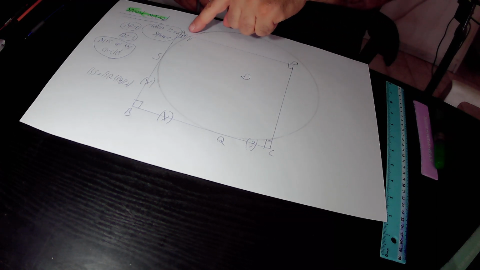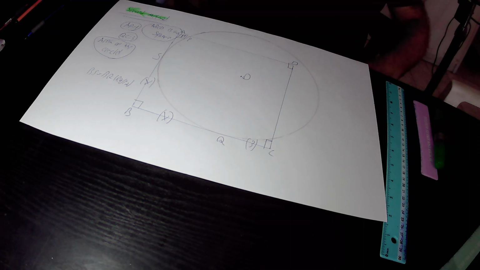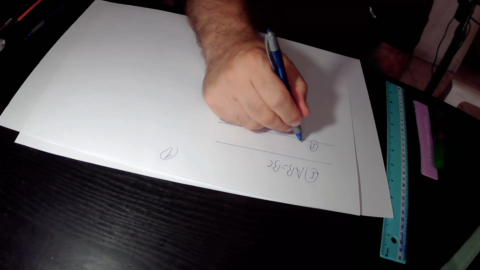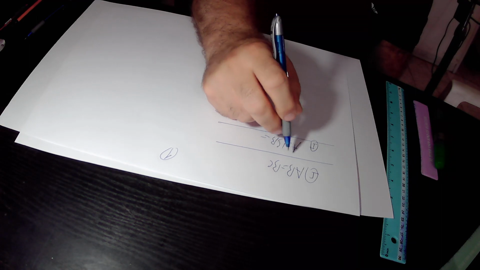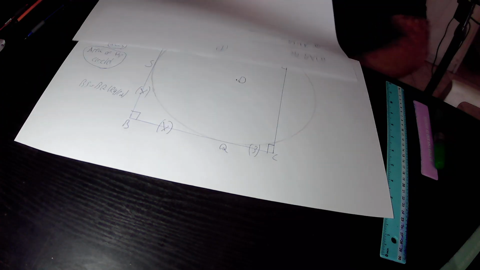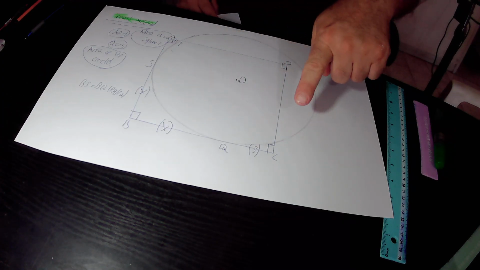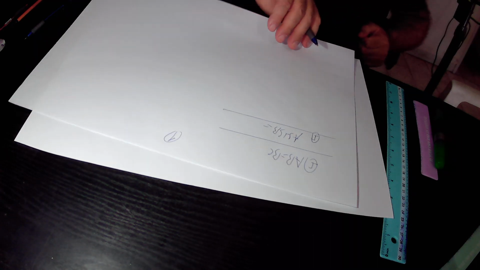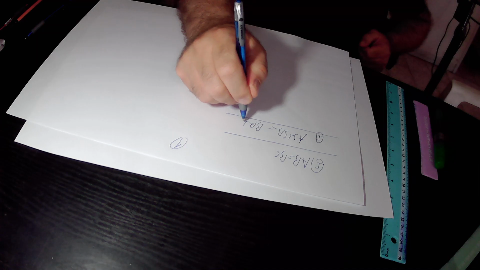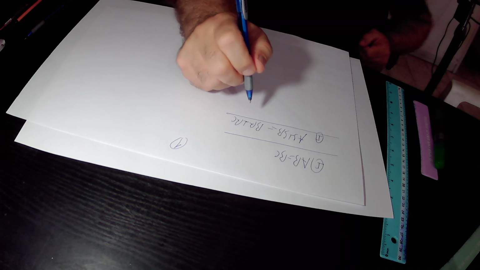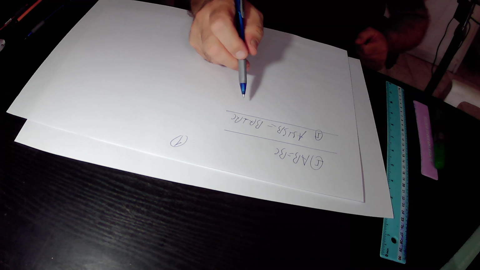AB, this side AB, equals AS plus SB. And AB equals BC. BC equals BQ plus QC. So in total, according to equation 1, we found that AS plus SB equals BQ plus QC.